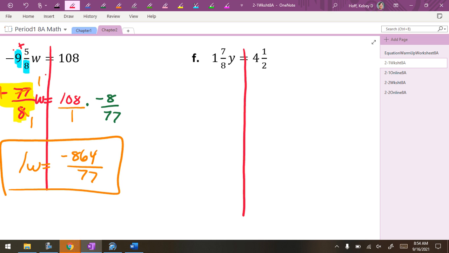Multiply and add. Multiply and add. Don't flip anything. Just multiply and add. Okay, so write your new one down, because you don't know if you're flipping the right one.